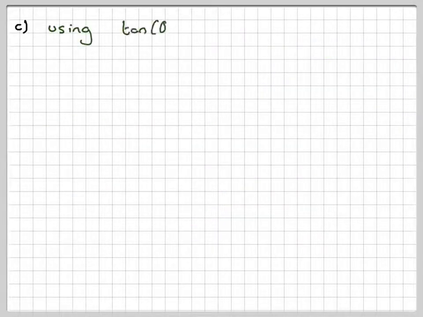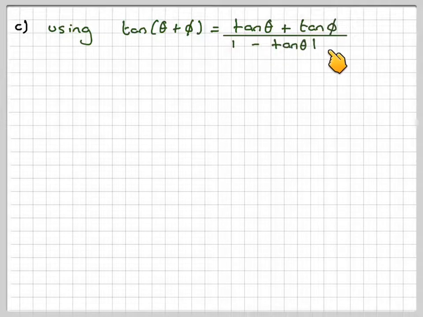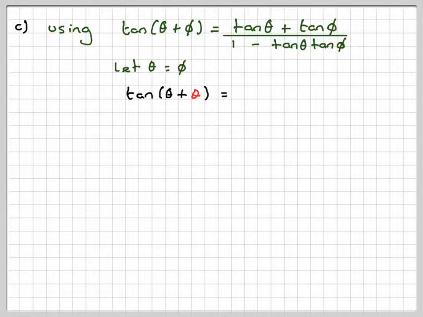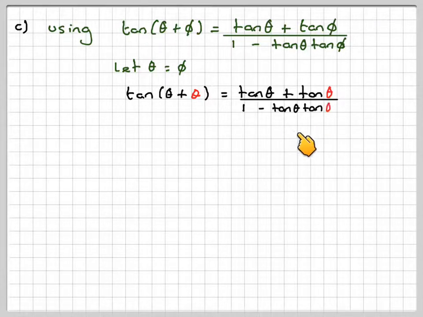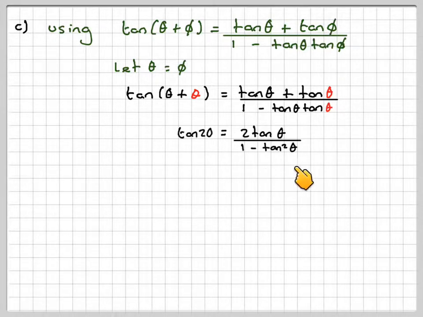Finally, to do tan 2 theta, we're going to use tan of theta plus phi is tan theta plus tan phi over 1 minus tan theta tan phi. Again, we let theta equal to phi, so we get tan of theta plus theta is equal to tan theta plus tan theta over 1 minus tan theta tan theta, which gives me 2 lots of tan theta over 1 minus tan squared theta is equal to tan 2 theta.